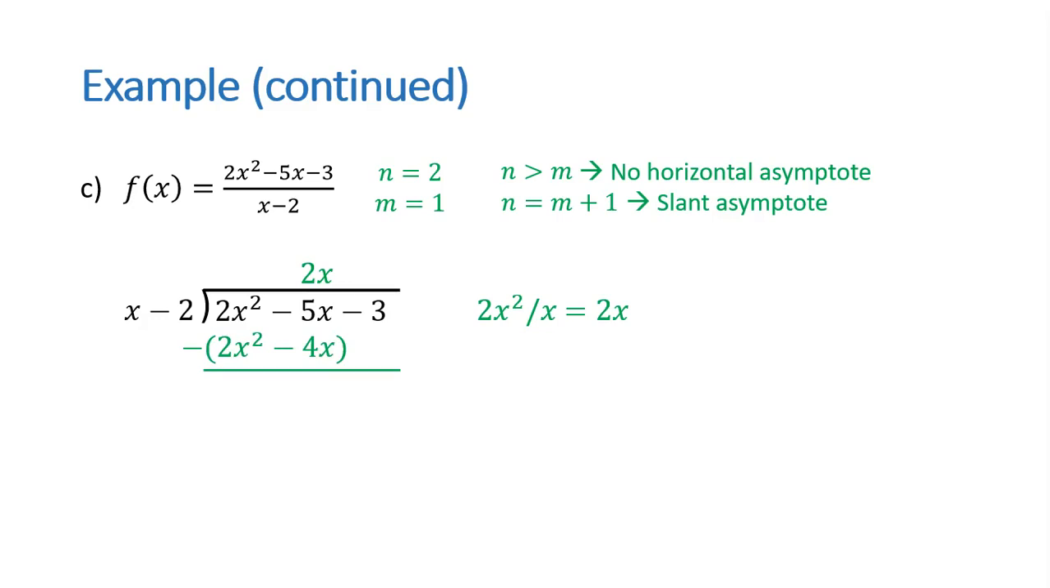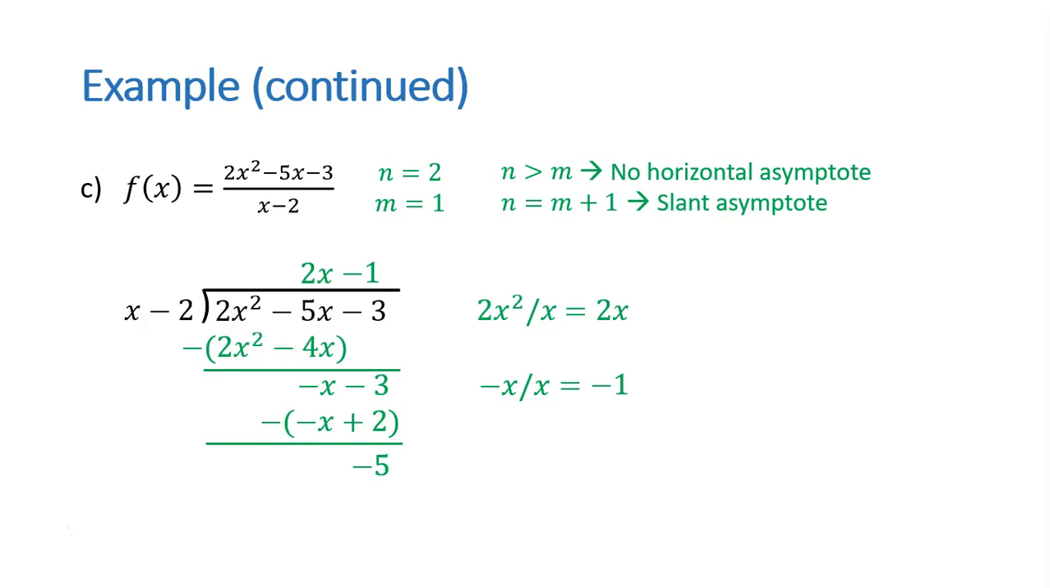So the 2x squareds are going to cancel. Then we have negative 5x minus a negative 4x. So that's going to convert into addition. Negative 5x plus a positive 4x is going to give us negative x. And then we bring down our negative 3. Now, negative x divided by x is going to give us negative 1. So that's going to be the next part of our quotient. We multiply and subtract. The negative x's cancel. And then we have a negative 3 minus a positive 2. So that's going to leave us with a remainder of negative 5.